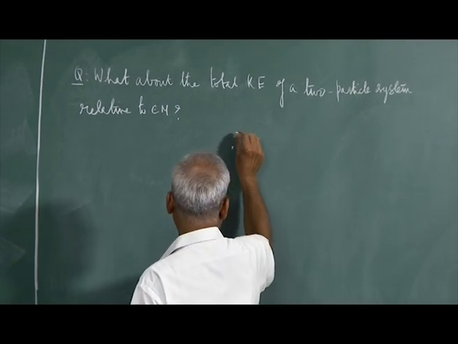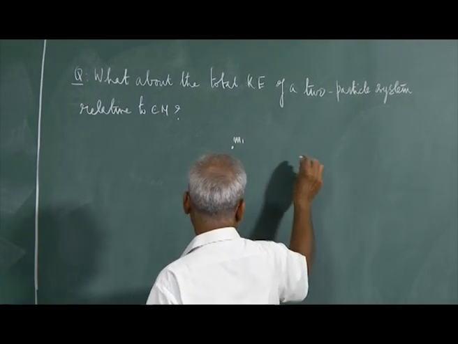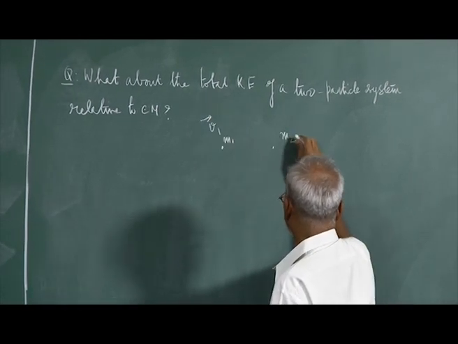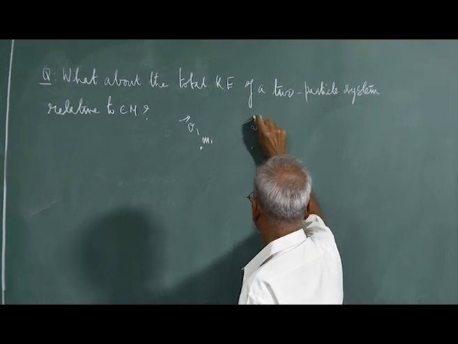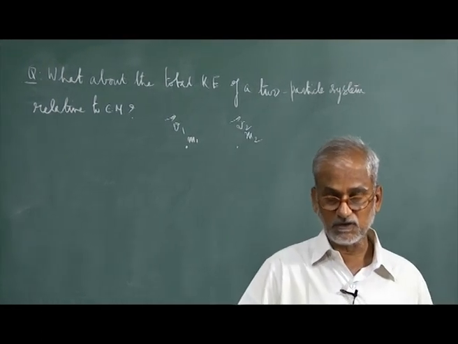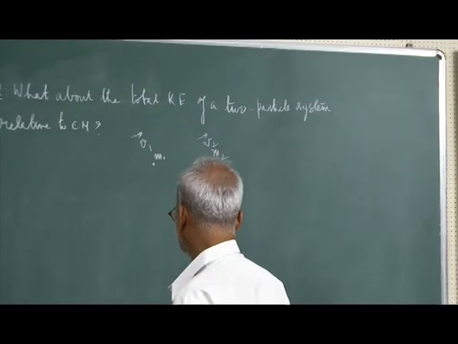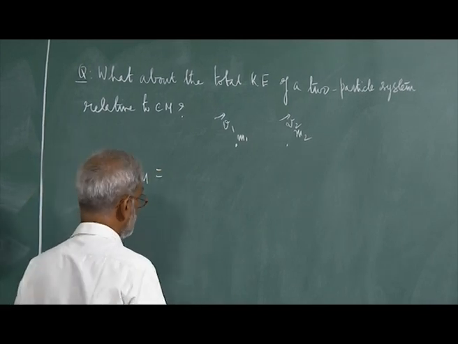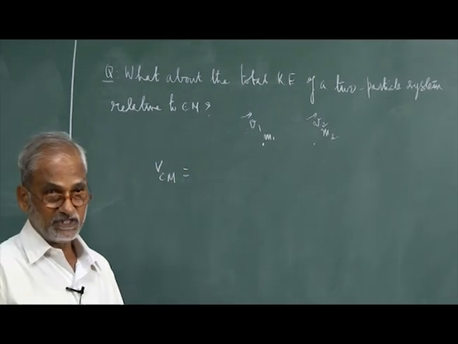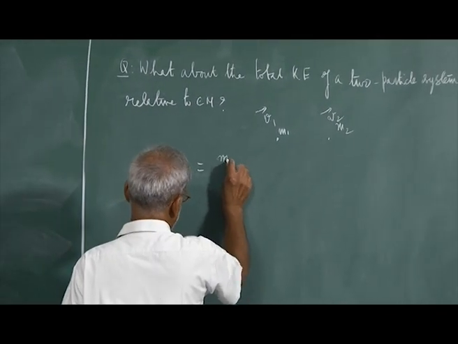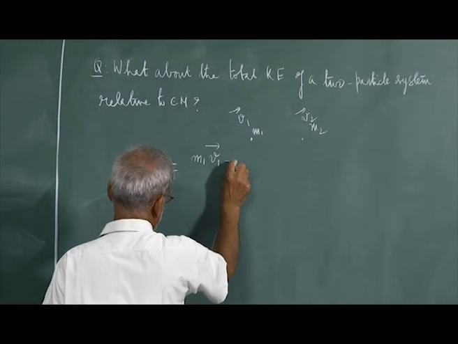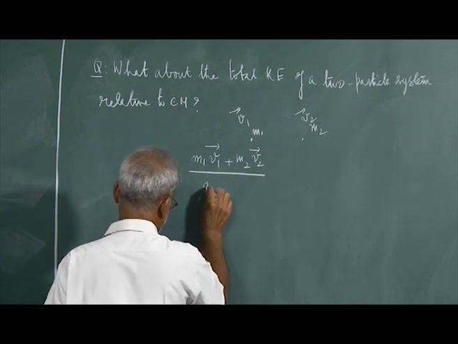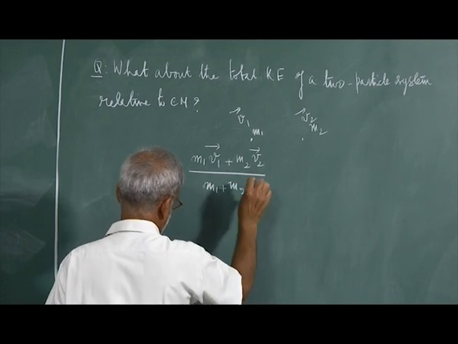I have two particles, this m1 is the mass, the second one m2, and its velocity is v1, the velocity of this is v2, with respect to a suitable coordinate system, let us say that. Then first thing is, what is the velocity of center of mass? Velocity of center of mass is, we know this definition, m1 v1 plus m2 v2 divided by m1 plus m2.